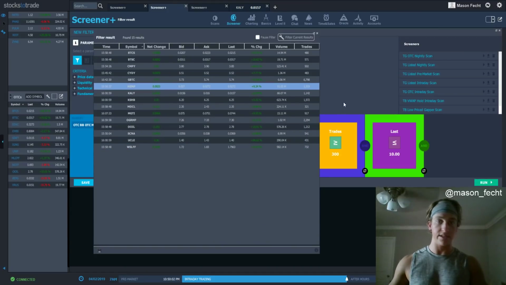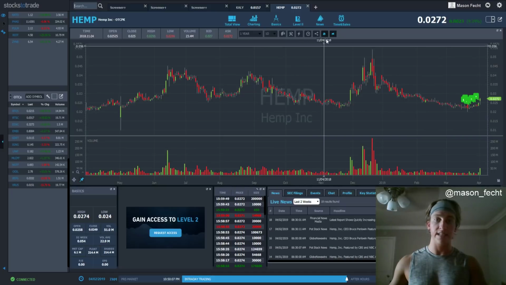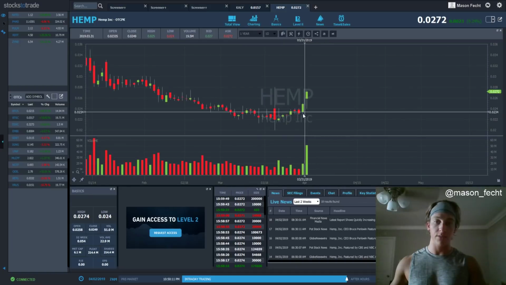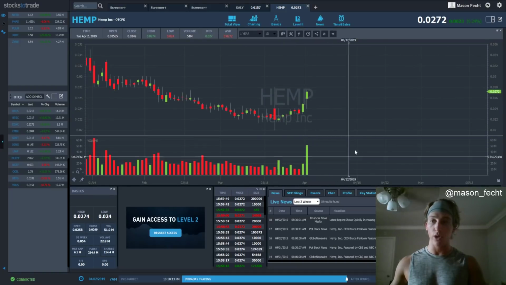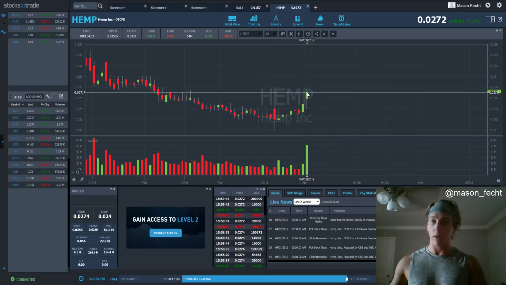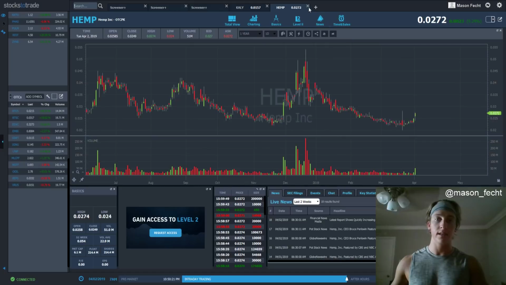Hemp, it's the next one on my scan. Pretty sure that was on yesterday's scan as well. But as you can see, yeah, it's been up 2 days in a row, but it's just not volatile. Went from 2.3 to roughly not even 2.8 in 2 days. That's just not worth it. As a trader, you need volatility to make money.